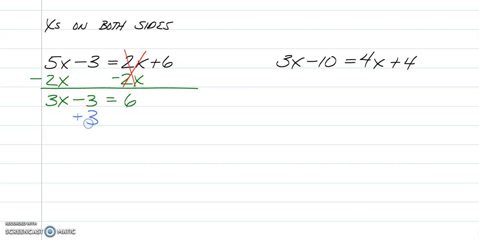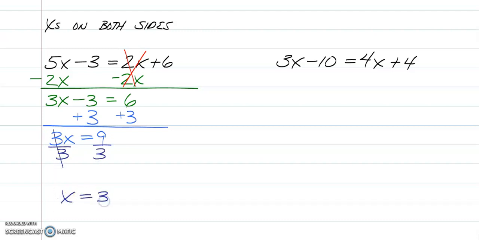So now we're going to add 3 to both sides. That's going to give us 3x is equal to 9. And just as we discussed earlier, we are going to divide both sides now by 3 because the opposite of multiplication is division. That's going to cancel. You have x is equal to 3 when you are all done.